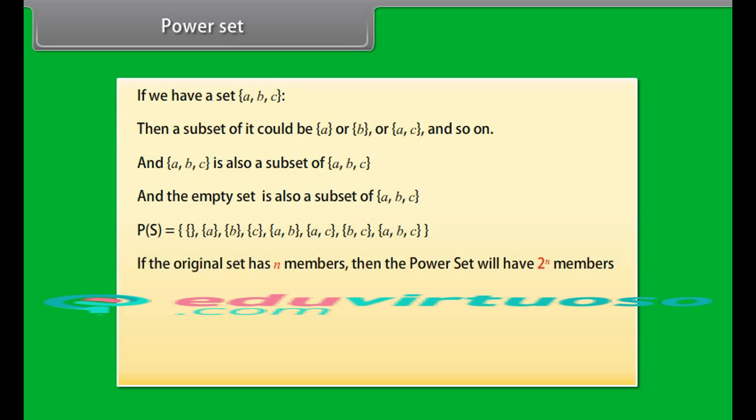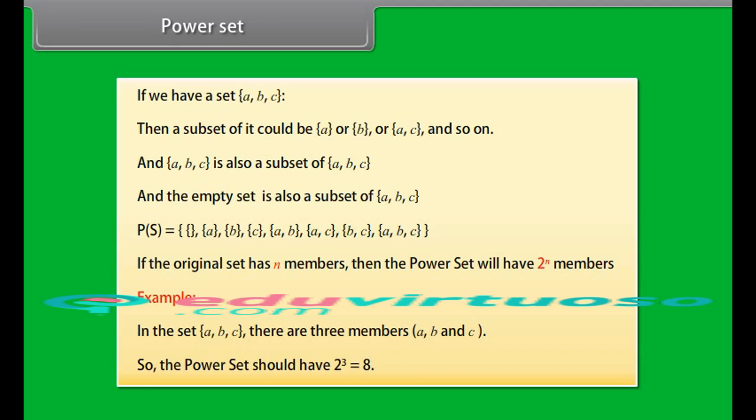If the original set has n members, then the power set will have 2 raised to power n members. Example, in the set {a, b, c}, there are 3 members, a, b, and c. So, the power set should have 2 raised to power 3, which is equal to 8, which it does.